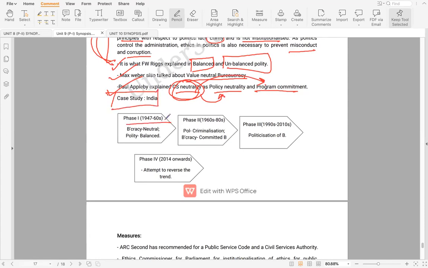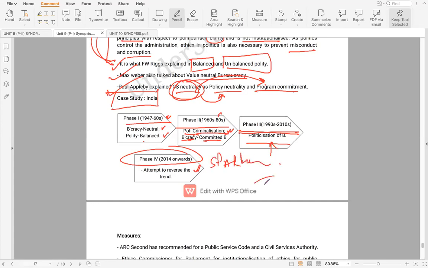So phase 1, 1947 to the 60s, the bureaucracy was neutral and the polity was balanced. In phase 2, between the 1960s and 80s, primarily during the time of a committed bureaucracy, you had a bureaucracy which was committed and politics was starting to get criminalized. So there was criminalization of politics. Then in phase 3, between the 1990s and 2010s, you had a move away from committed bureaucracy to politicization of the bureaucracy. And now, 2014 onwards, we are attempting to reverse the trend by bringing in various initiatives such as Sparrow, Probity, Solve, Mission Karmayogi, IGOT platforms, etc.